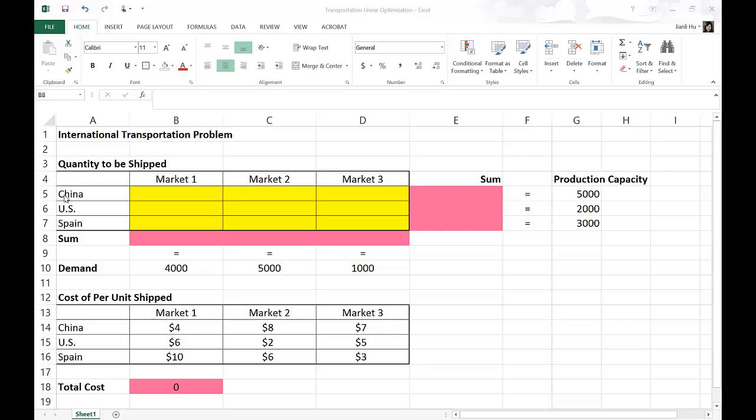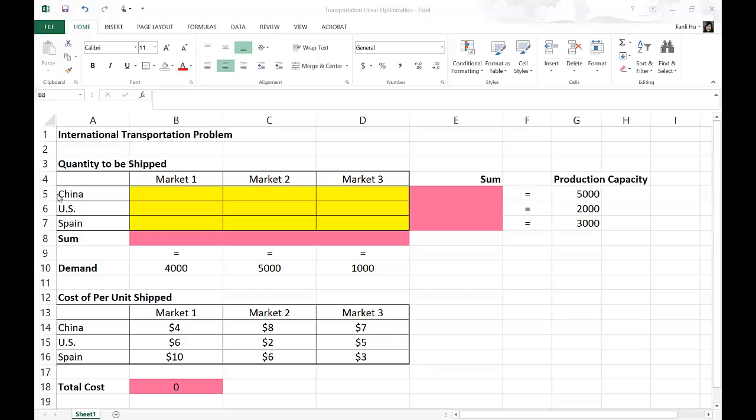We have production facilities in China, US, and Spain. Now you can have more. You can have more than 3. You can have up to 10, 20, 100 as long as Excel can handle it. And you have market 1, market 2, and market 3.